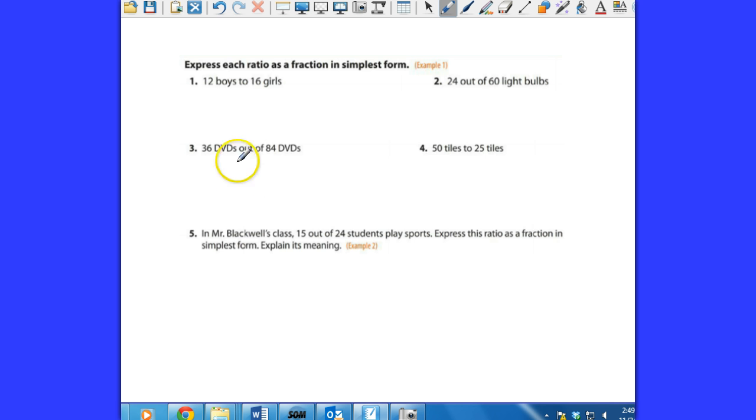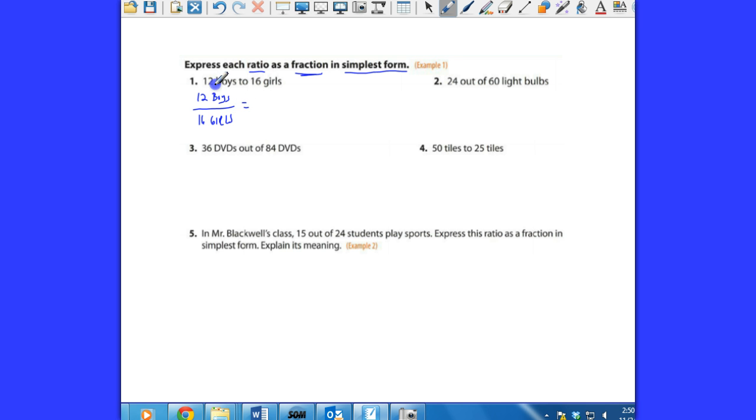Here it says express each ratio as a fraction in simplest form. Simplest form means you want to reduce it all the way. Number 1 says 12 boys to 16 girls. They asked us to write it as a fraction, so we're just going to say 12 boys over 16 girls. Now you do need to reduce that.